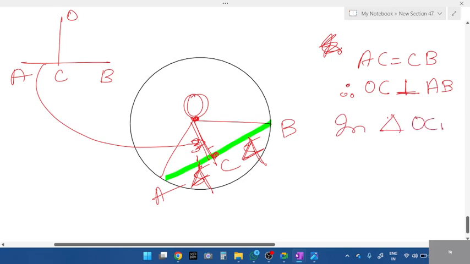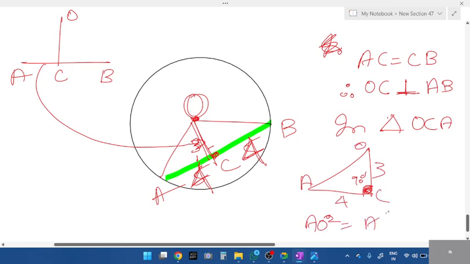Then in triangle OCA, draw a separate triangle for this. It's a right angle triangle, 90 degrees, with sides 3 and 4. Apply Pythagoras theorem. OA square is equal to AC square plus OC square. If you solve everything, you'll get 5 centimeter. This is how you find the hypotenuse, using Pythagoras theorem. Understood the calculation?